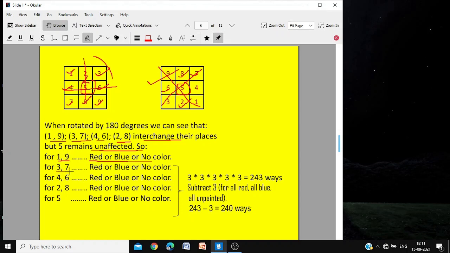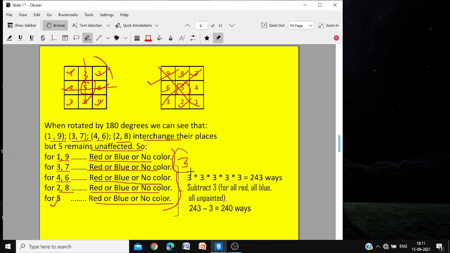For 3, 7, again red or blue or no color. Whatever you do with 3, the same thing you have to do with 7. 4, 6, red or blue or no color. Whatever you do with 4, you do the same thing with 6. 2, 8, red or blue or no color. And 5, separately, individually, red or blue or no color. So each of these you are getting 3 choices.